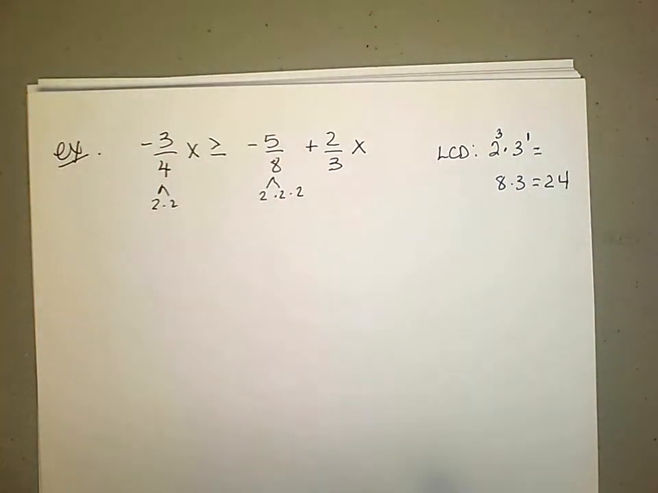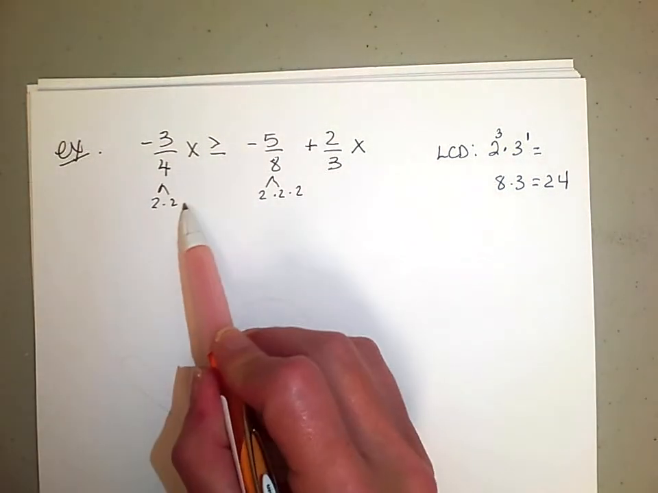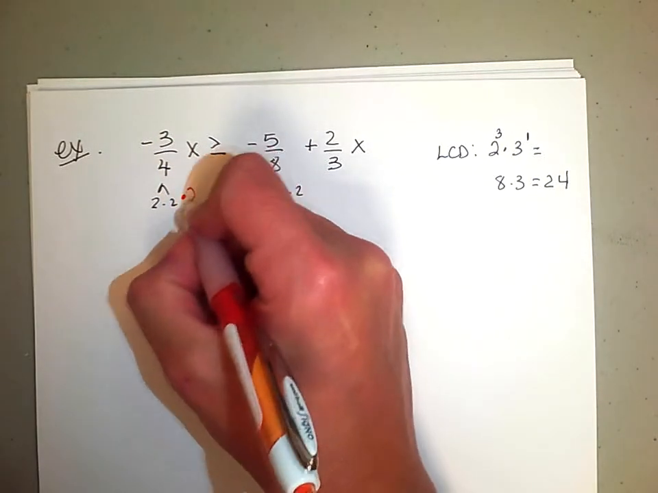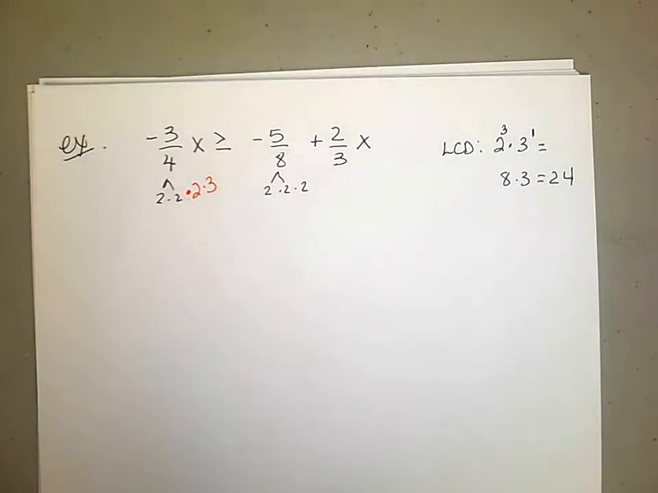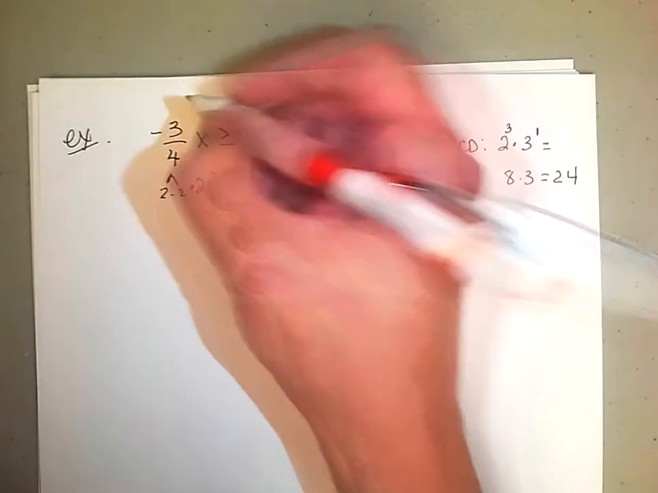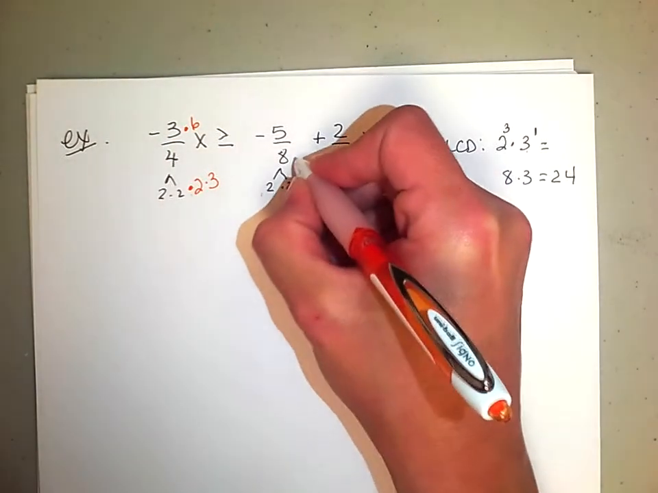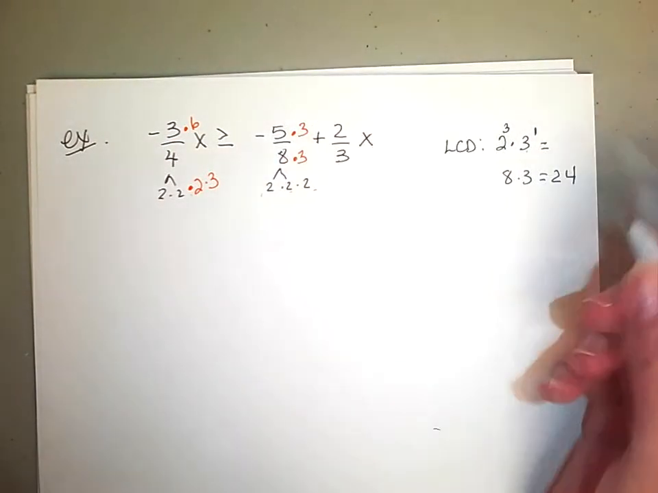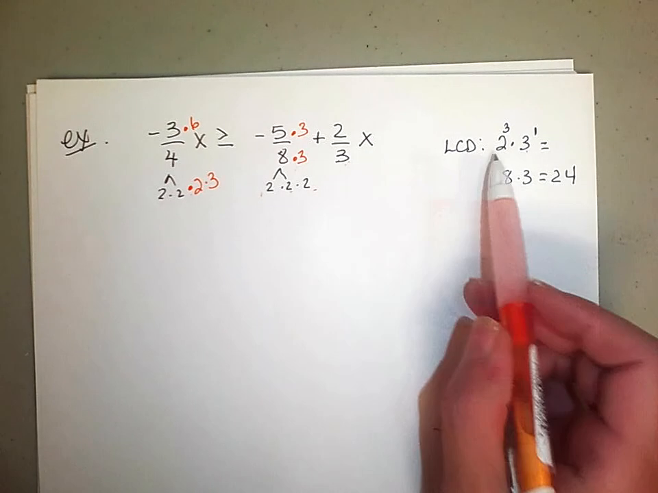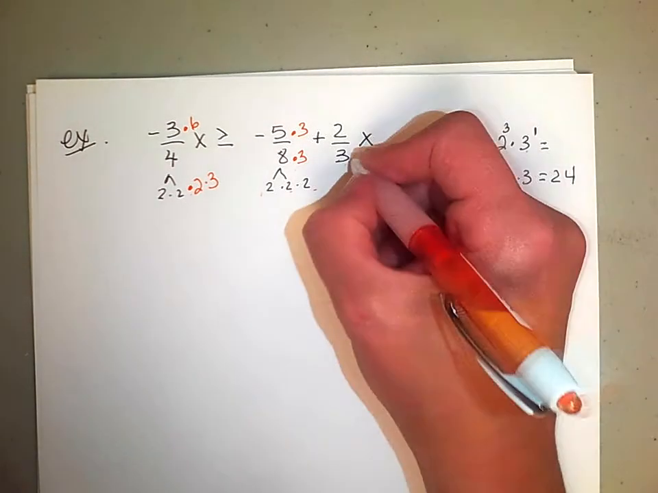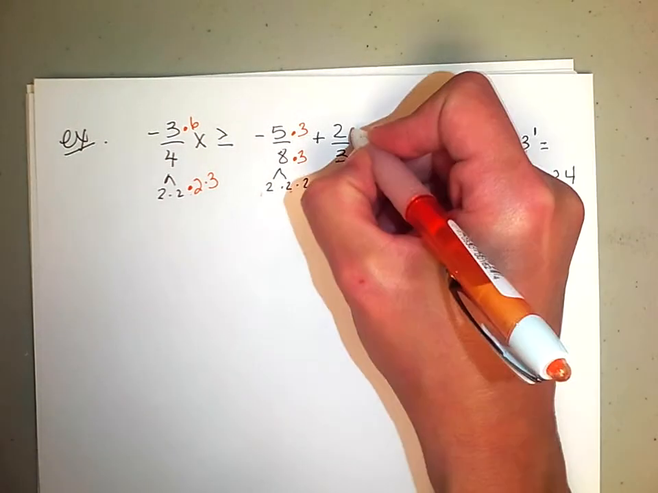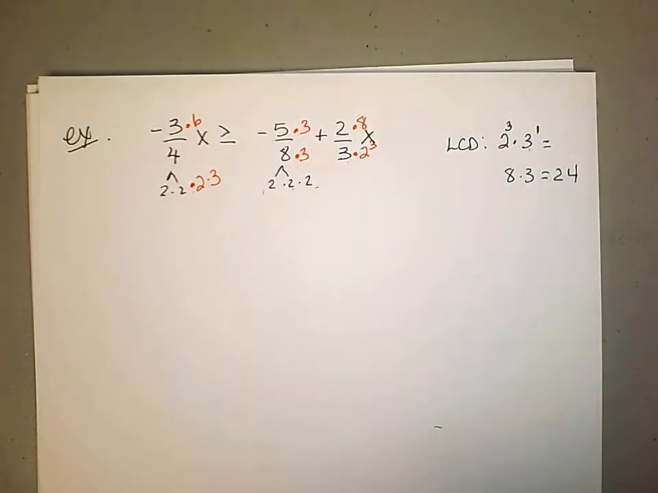Alright, so to do that, here I have 2 of the 2's, so I need to multiply by the 2 and the 3, which is 6. Here I have 3 of the 2's, so I just need to multiply by a 3. And here I have the 3, but I don't have the 2 cubed, which is 8. So that's a way to think about getting a least common denominator.